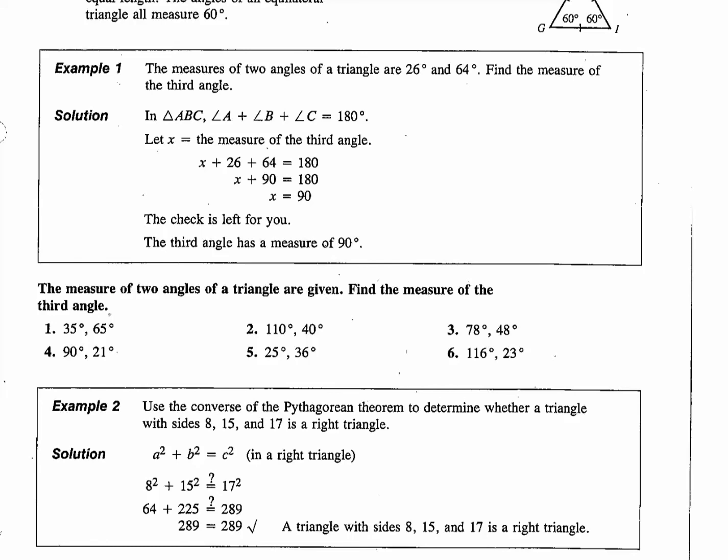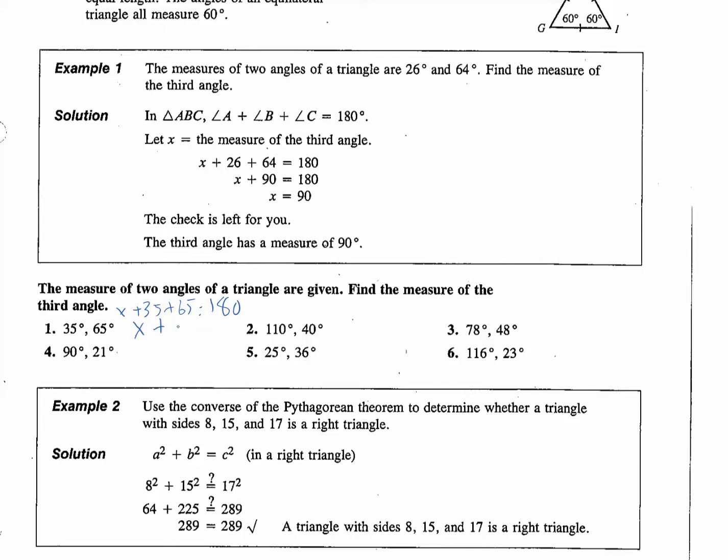All right, so right here, the measures of two angles of a triangle are given. Find the measure of the third. So you have to remember, triangles add to 180 degrees. So you want to say the third angle would be x. So we could say here, x plus 35 plus 65 equals 180. And I know you can probably do a lot of this in your head. So you want to add 35 and 65 together, subtract from 180. So we get x plus 100 equals 180.